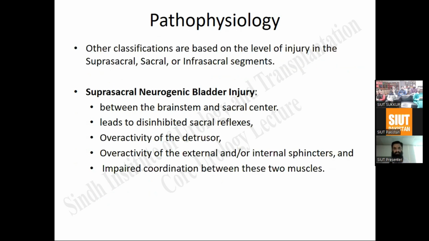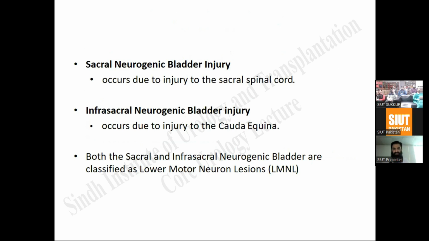Here is another classification, divided by the injury of the suprasacral, sacral, and infrasacral segments. In a suprasacral neurogenic bladder, the injury is mostly from the brainstem and sacral center, which leads to disinhibited sacral reflexes, overactivity of the detrusor, overactivity of the external and internal sphincter, and impaired coordination of these muscles. A sacral neurogenic bladder is due to injury of the sacral spinal cord, and an infrasacral neurogenic bladder occurs due to injury to the cauda equina. Both the sacral and infrasacral are lower motor neuron lesions.